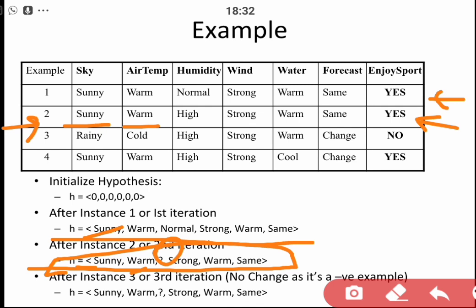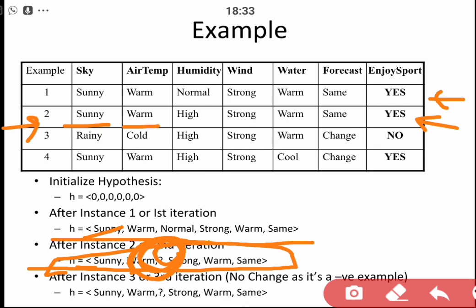This is what we mean by our hypothesis. For humidity, you could have either a normal value or a high value, it doesn't really matter, and it will give you a positive result. This is what we mean by more general: this question mark is more general than normal, and normal is specific because we are fixing it, specifying that your humidity should be normal. Only then could you have enjoy sport as a yes.